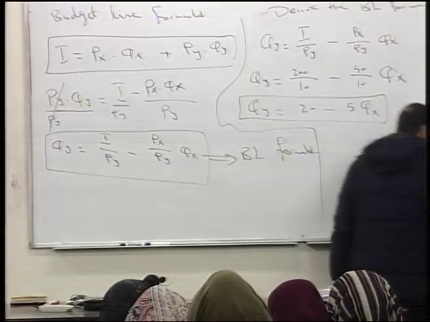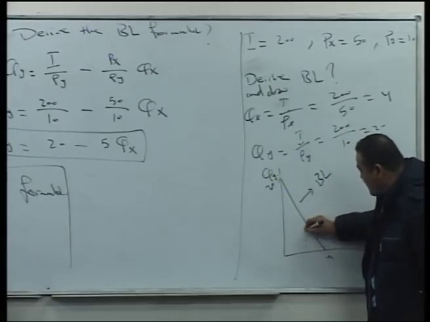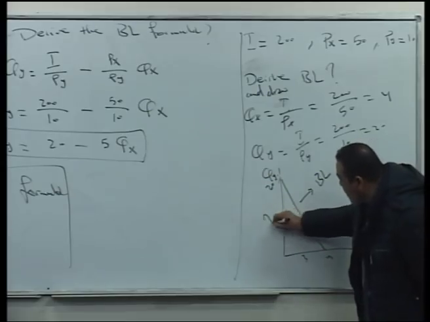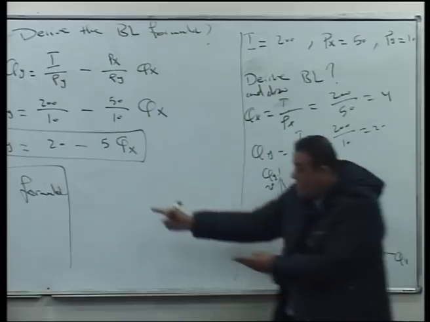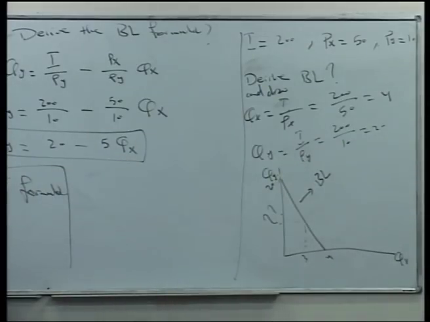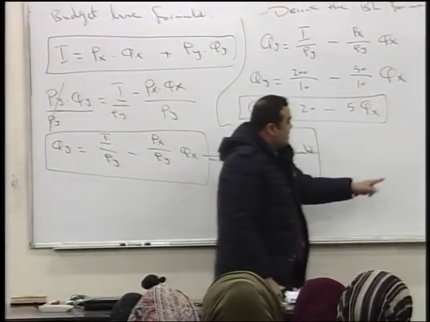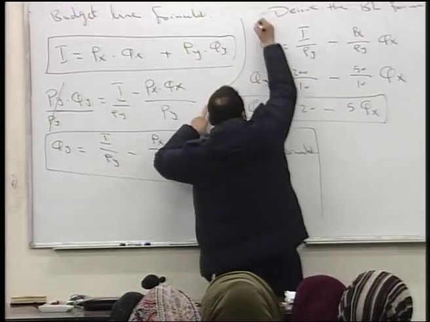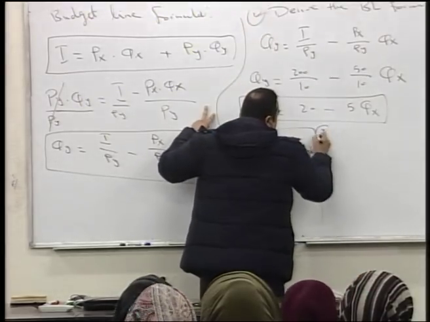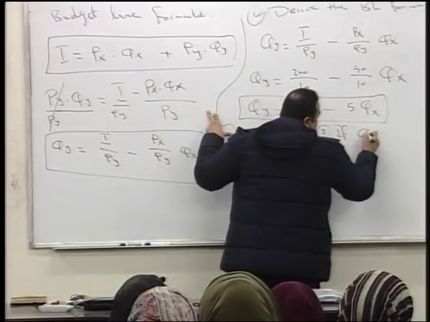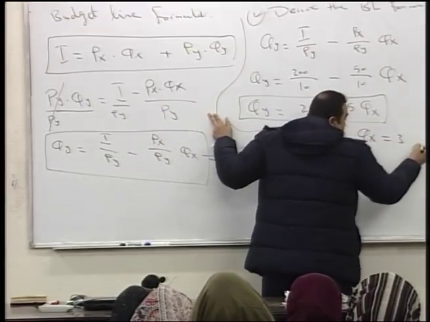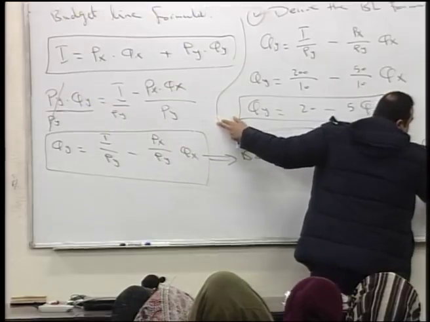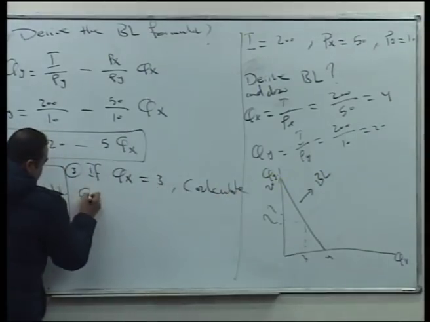For example, if the quantity of X equals 3, how much is the quantity of Y? We have to use the formula here. This is number 2. Number 3: if the quantity of X equals 3 units, calculate the quantity of Y.